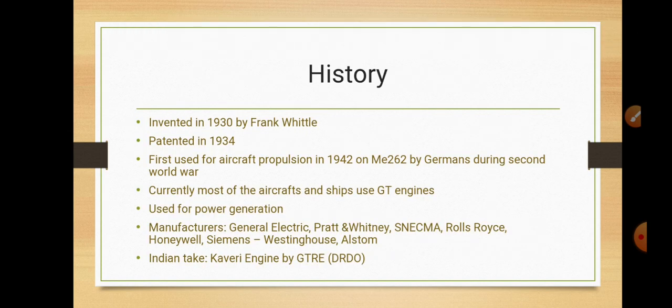If we go with the history, it was invented in 1930 by Frank Whittle and patented in 1934. It was first used for aircraft propulsion in 1942 on the Me 262 by the Germans during the Second World War. That is when gas turbines came into existence. Before that we used piston engines, and currently most aircraft and ships use gas turbine engines. These are also used for power generation. The most common manufacturers are General Electric, Pratt & Whitney, SNECMA, Rolls-Royce, Honeywell, Siemens, Westinghouse, Alstom.